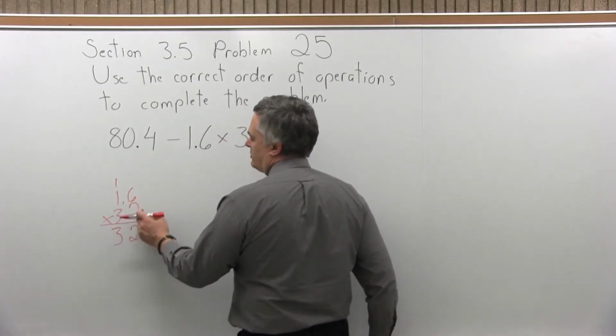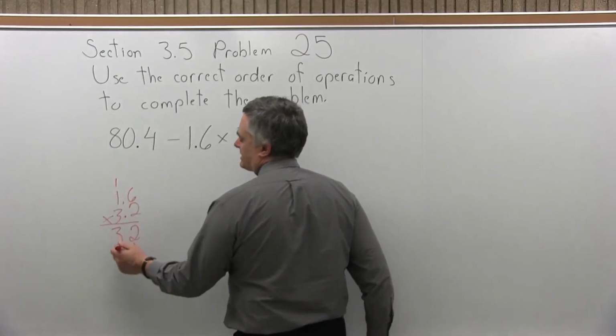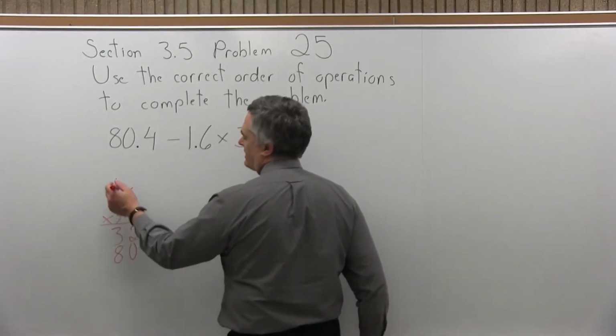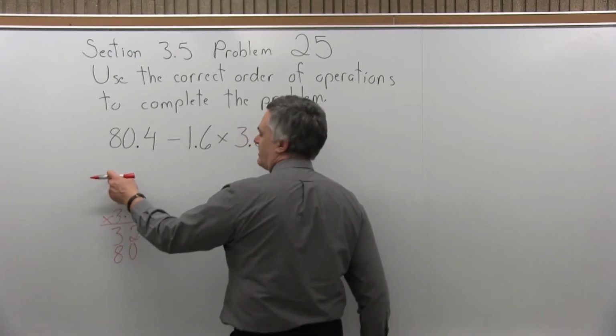Now that takes care of the 2. Go down a row, start with a 0 to hold your position, and then 3 times 6. 3 times 6 is 18. Write the 8, carry the 1. I already have 1 there. 3 times 1 is 3, plus 1 more that we carried is 4.